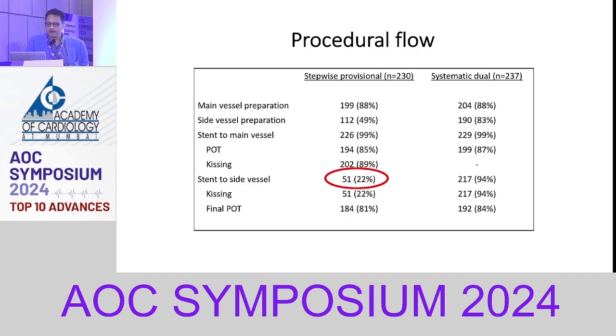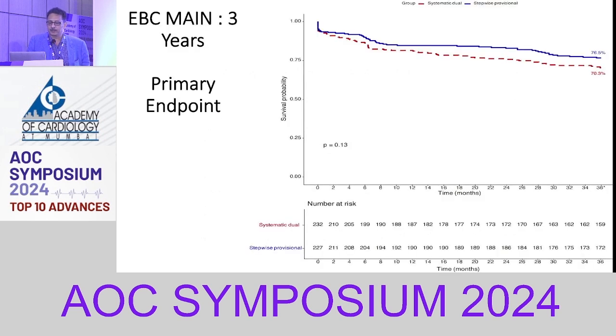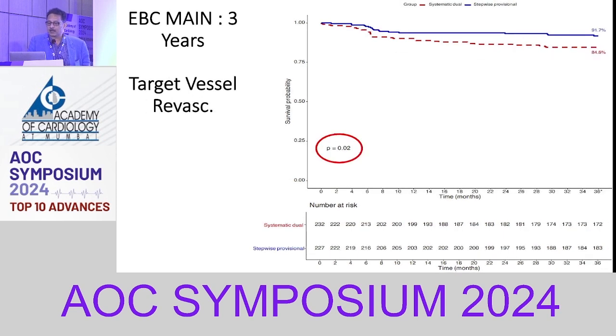So the 1-year results said the stepwise provisional was superior to the two-stent strategy, though there were 22% patients who underwent a second stent. The 3-year results also show that the stepwise provisional was superior. Here, the primary endpoints were achieved much later with the provisional approach, and the target vessel revascularization also was superior in the provisional approach.